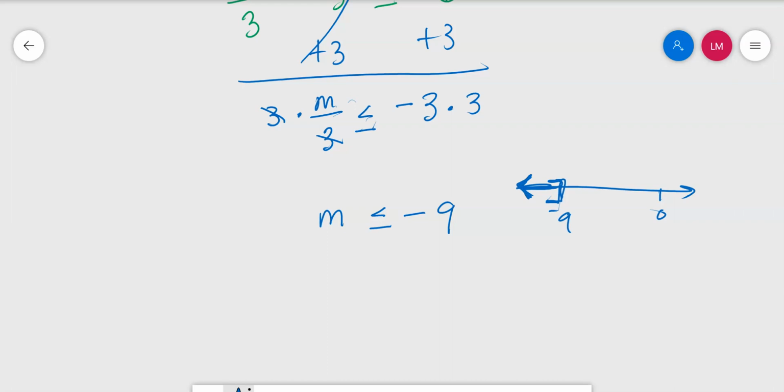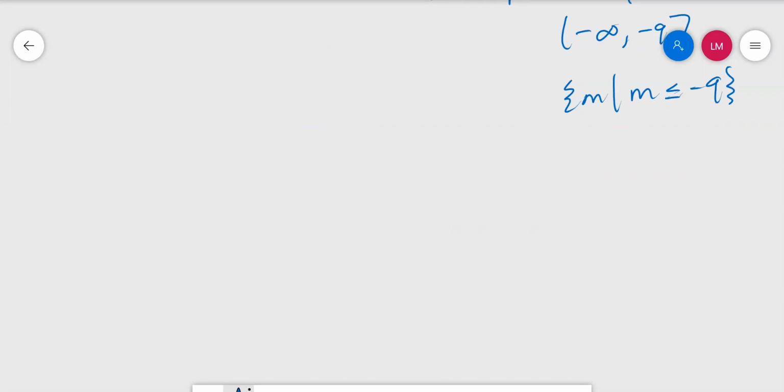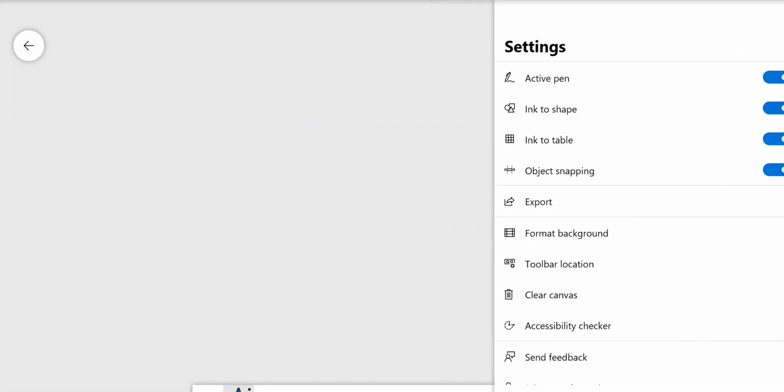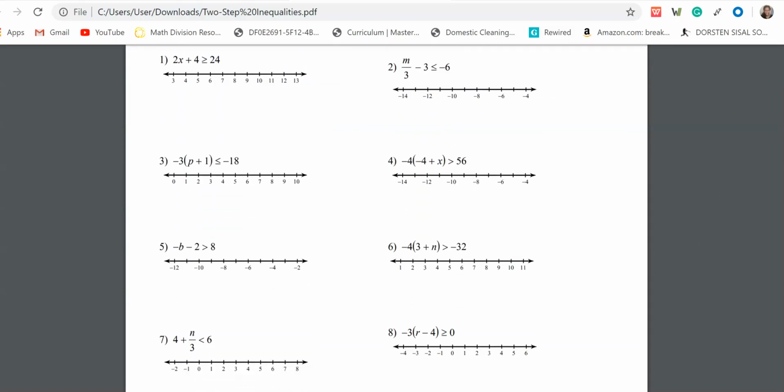There's the graph. And now, again, we were going towards negative infinity. So negative infinity, comma, -9, bracket. There's your interval for the set builder, m such that m is less than or equal to -9. So I hope you guys are getting the swing of it, okay? I'm not going to keep doing that for each one. I'm just going to start now choosing which particular way I want to put the solution so we can kind of save some time. Let's go to number 3.